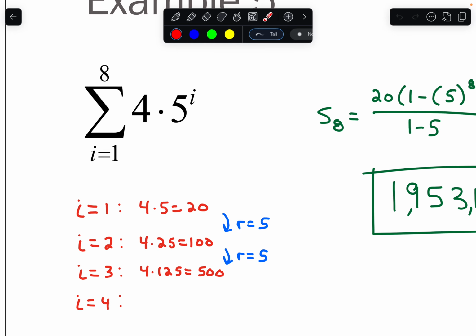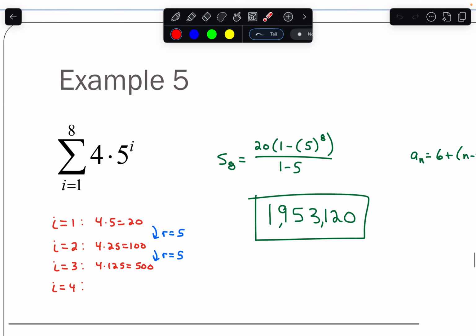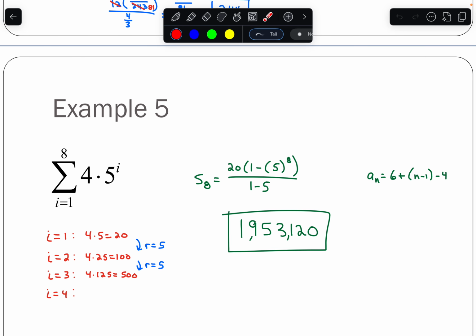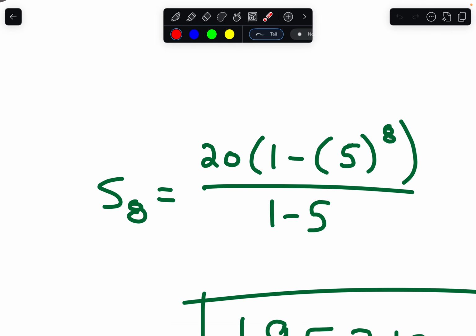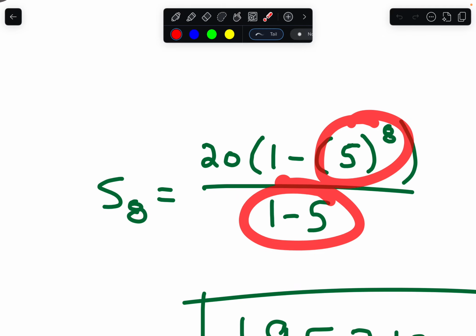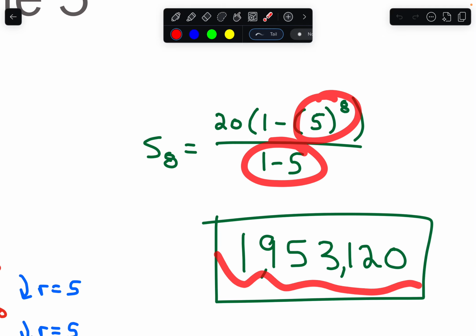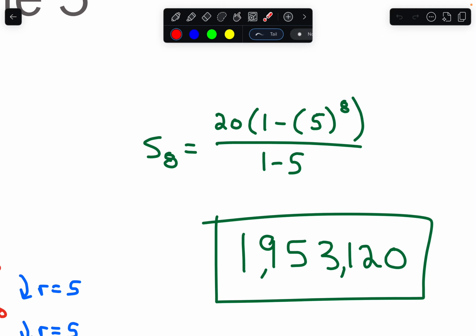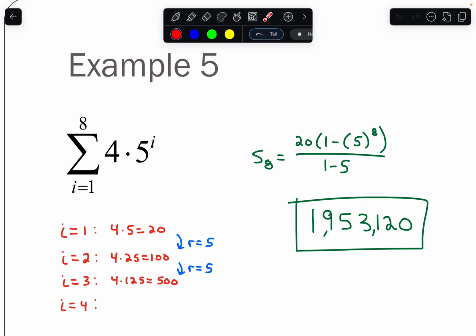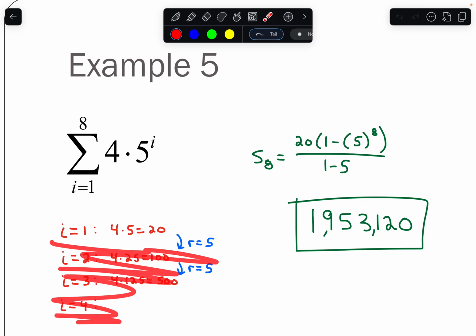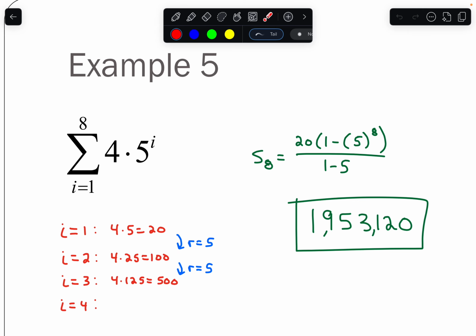I really wouldn't encourage that. But I would write just, straight to the sum of the first 8 terms, a sub 1 times 1 minus r to the n over 1 minus r. And this answer is a little big for a no-calc question, I would say, but you could figure it out if push came to shove. So I really wouldn't recommend writing out more terms of this.